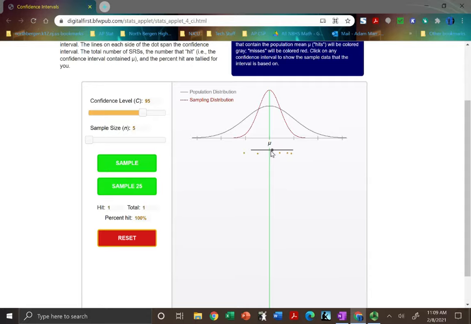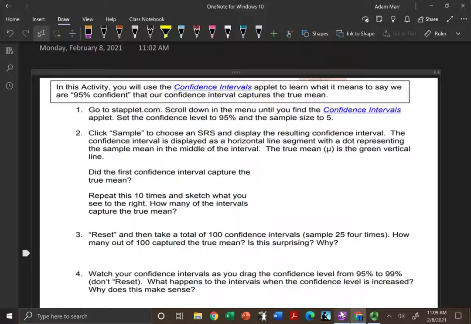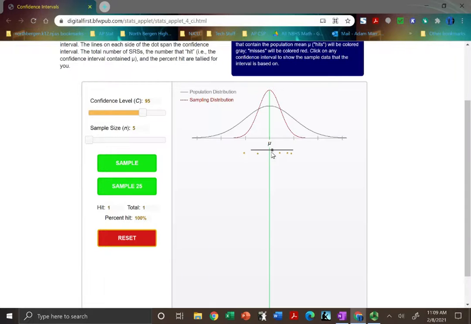Does the first confidence interval capture the true mean? We're going to repeat this 10 times and sketch what you see to the right. How many of the intervals actually capture the true mean? Even though this point estimate didn't actually capture it, the line hit the true mean. This whole interval actually did hit the mean.